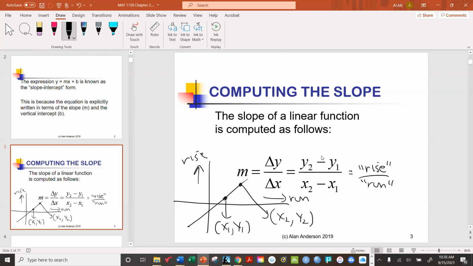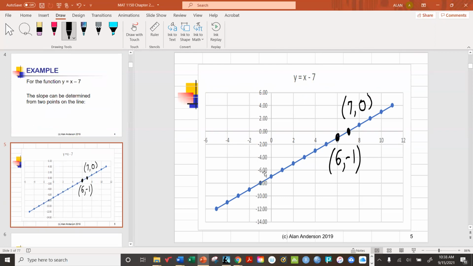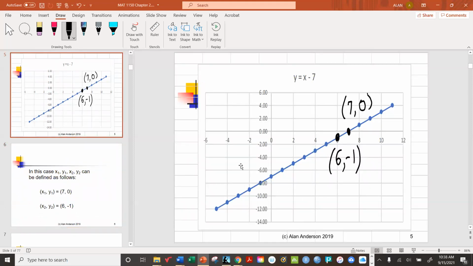Once you know the slope, you can algebraically determine the intercept. So here, for example, we have y equals x minus 7, which is clearly a straight line. And so those are the 2 points. I arbitrarily chose those 2 points. Now, by the way, it doesn't matter which is point 1 and which is point 2. You'll always get the same results either way. Okay, so don't worry about that, but you have to be consistent. If this is point 1 up here, for example, it has to be true for both x and y. If this is point 2, it has to be the same for x and y.